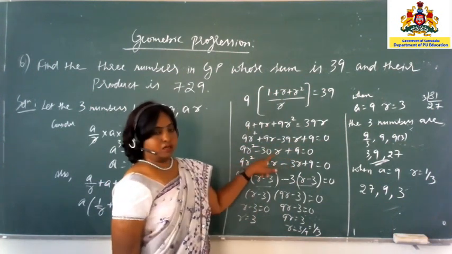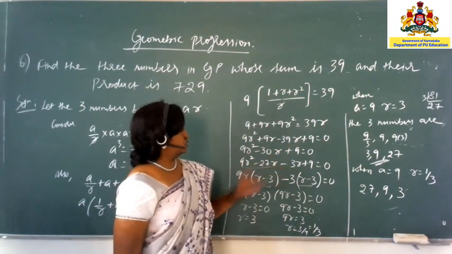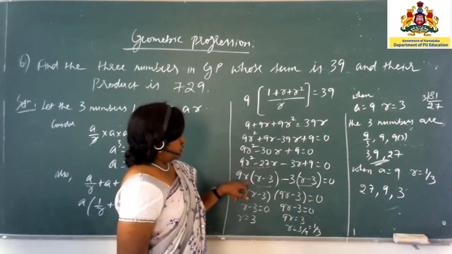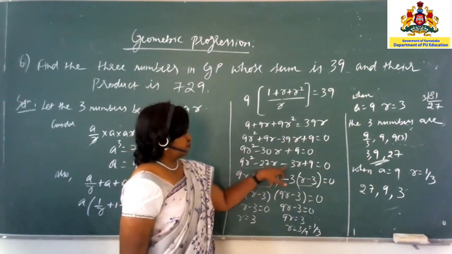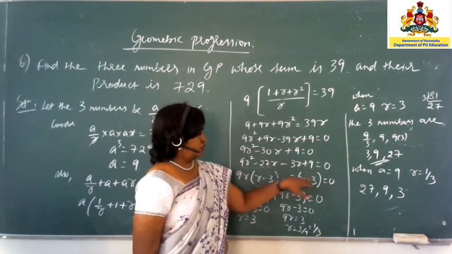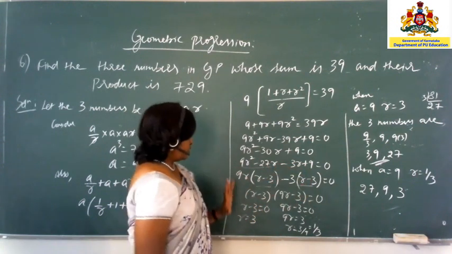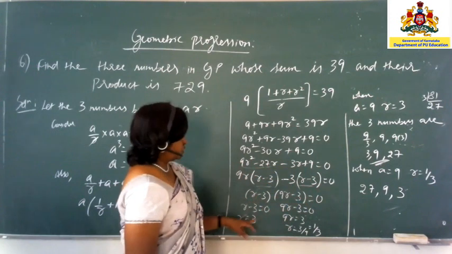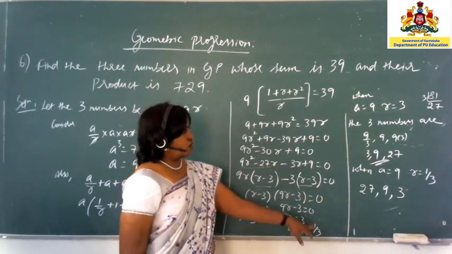So split the middle term: minus 27r minus 3r. Now from these two, take out 9r common factor, so you're left with r minus 3. From the other two take out minus 3, into r minus 3. That is equal to 0. So (r minus 3) into (9r minus 3) is equal to 0. r is equal to 3, r is equal to 1 by 3.